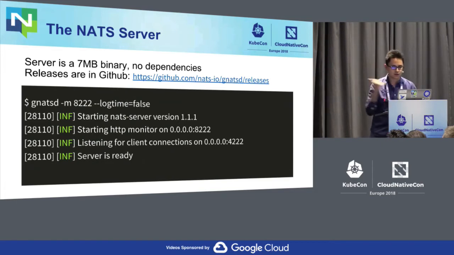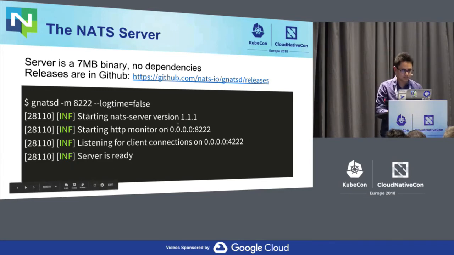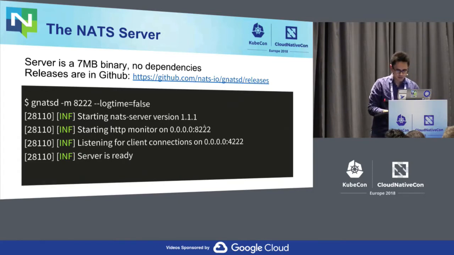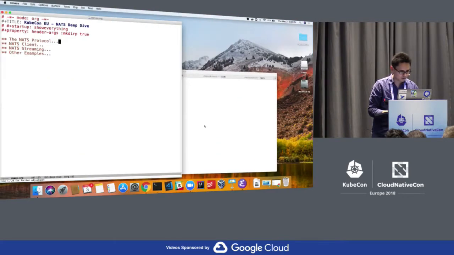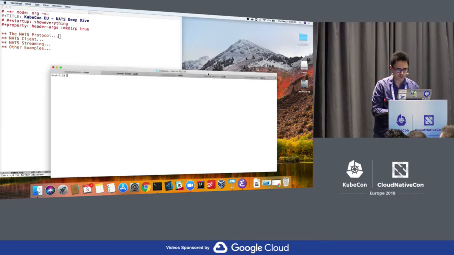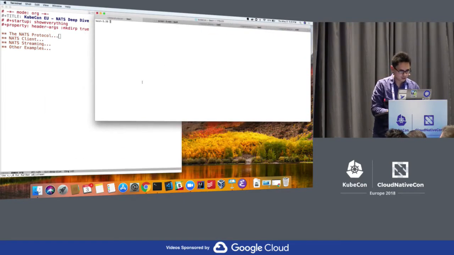You can grab one of the latest releases in GitHub, under /releases. This is the latest version right now, version 1.1.1, and I can start sharing some of the examples of how things work with NATS, some basic usage of the NATS server. So can everyone see? It's too small.